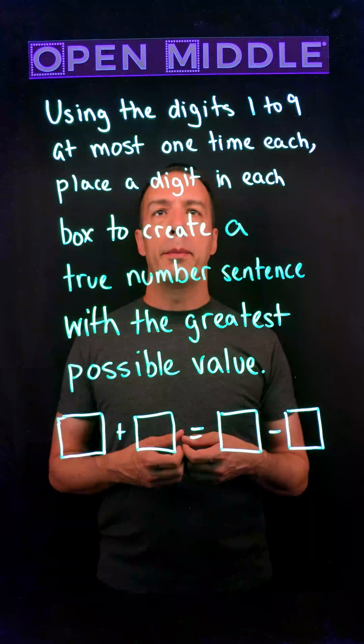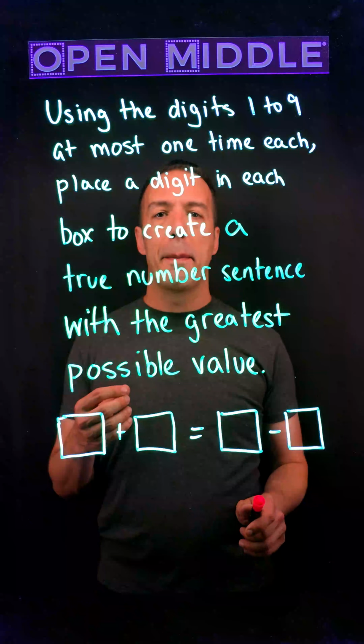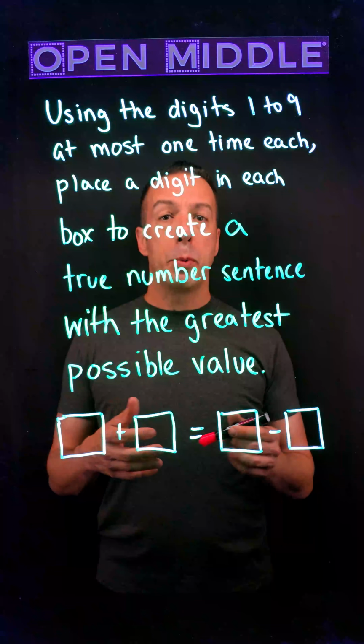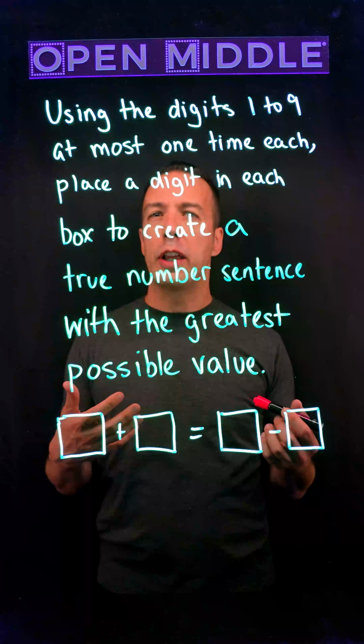Using the digits 1 to 9 at most one time each, place a digit in each box to create a true number sentence with the greatest possible value. So before, we were just looking for anything, but now we're looking for the one with the greatest possible value, and you have to start thinking strategically.